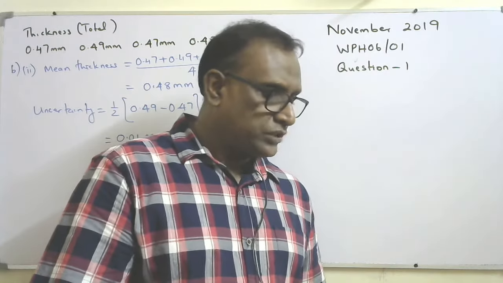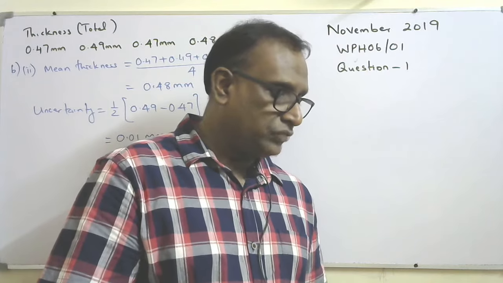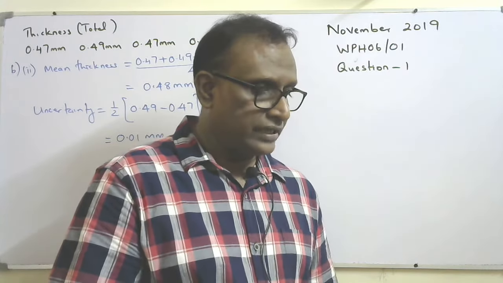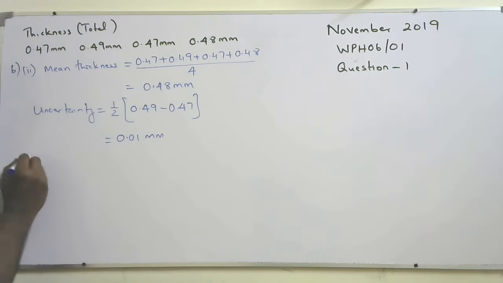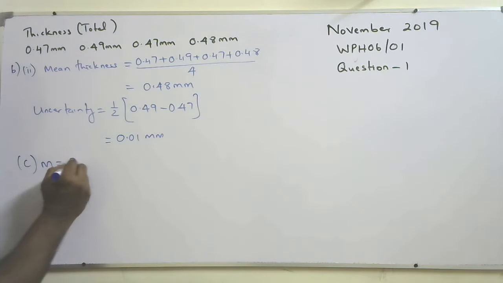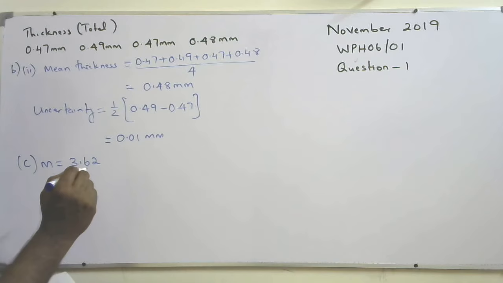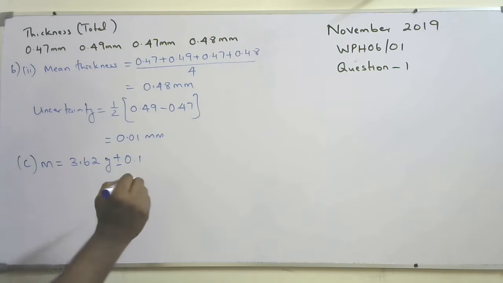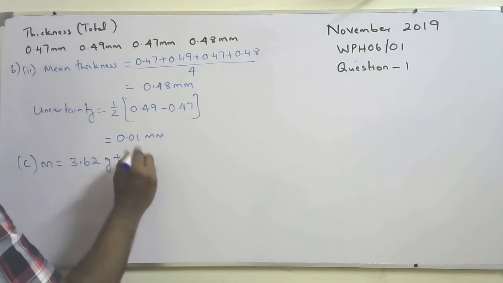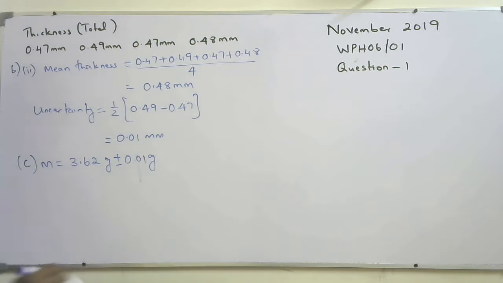Next part, the student weighed the folded sheet and recorded the mass 3.62. So the mass is given. Now see part, they are giving the mass 3.62 grams plus or minus 0.01 gram. So the answer is 0.01 gram.